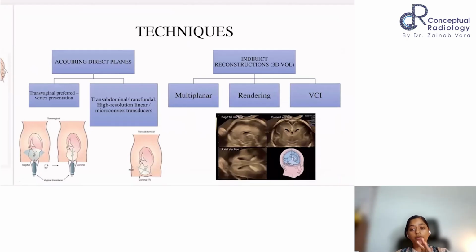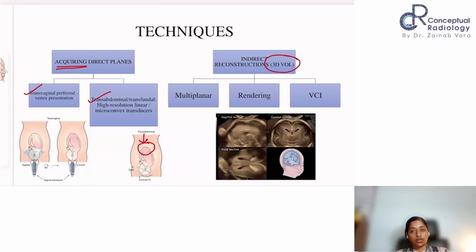What are the techniques to perform neurosonography? The first is that you directly acquire the planes. How do you do it? If the baby is in cephalic position, we go for transvaginal scan. If the baby is breech, then a transfrontal or transabdominal approach. If the head is here, then we can put our probe on the fundus. You can use high resolution linear or microconvex transducers for this.